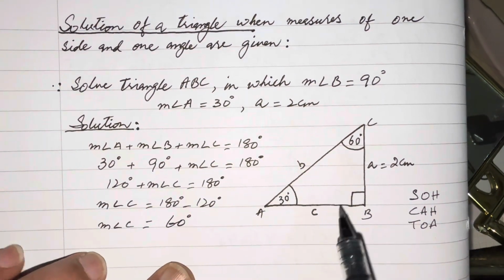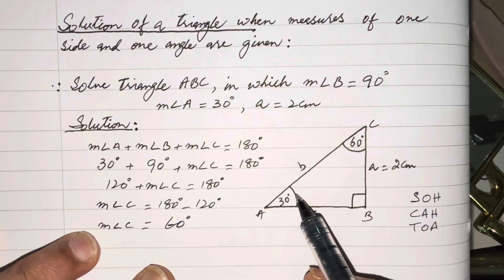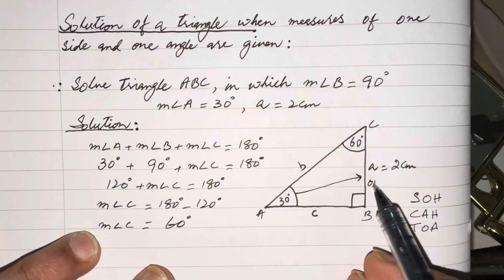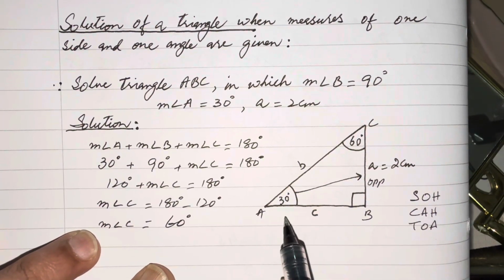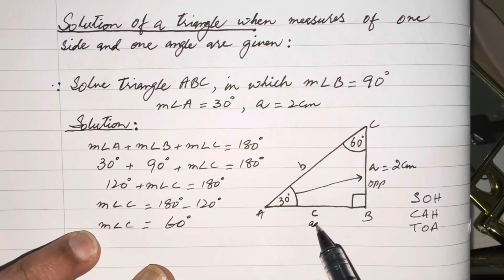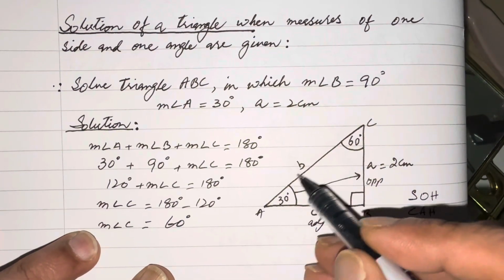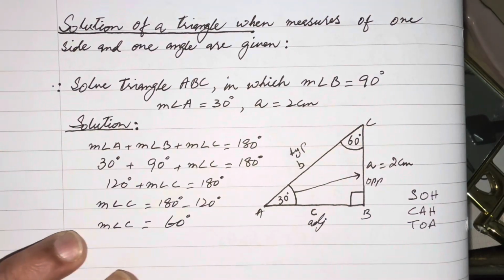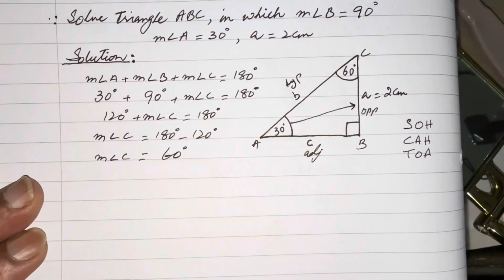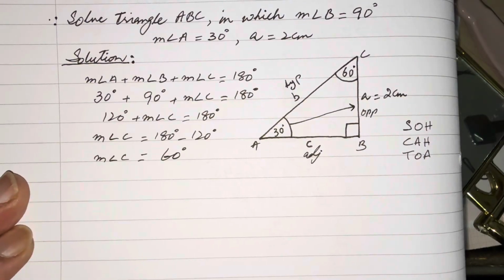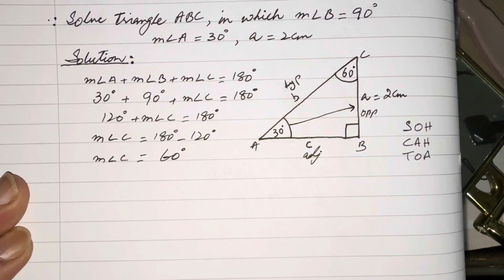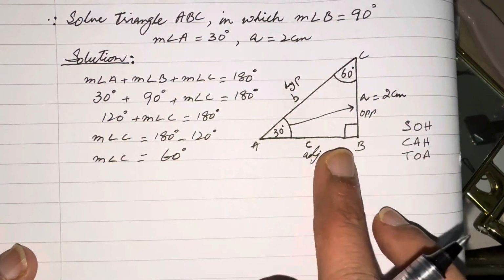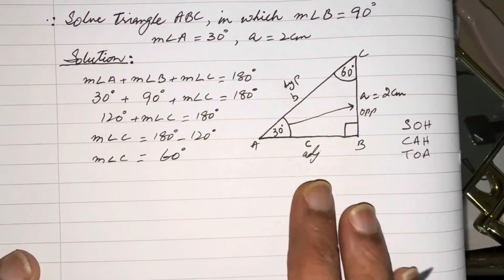So you can see that this side is called the opposite side, this side is the adjacent side, and this side is the hypotenuse. Now with the help of these three words, we are going to find the length of the hypotenuse and the length of the adjacent side. So let's start.